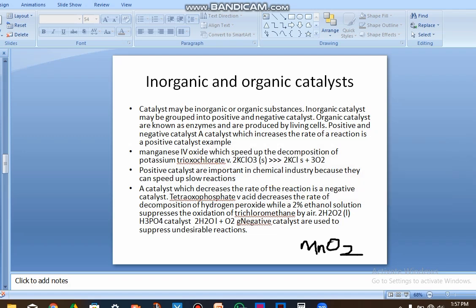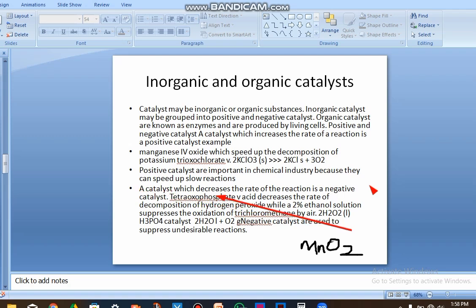Okay, so let's continue. Look at the second one now. Positive catalysts are important in the chemical industry because they can speed up reactions. All these industries producing soap and other detergents use positive catalysts, because they speed up the reaction or the formation process.